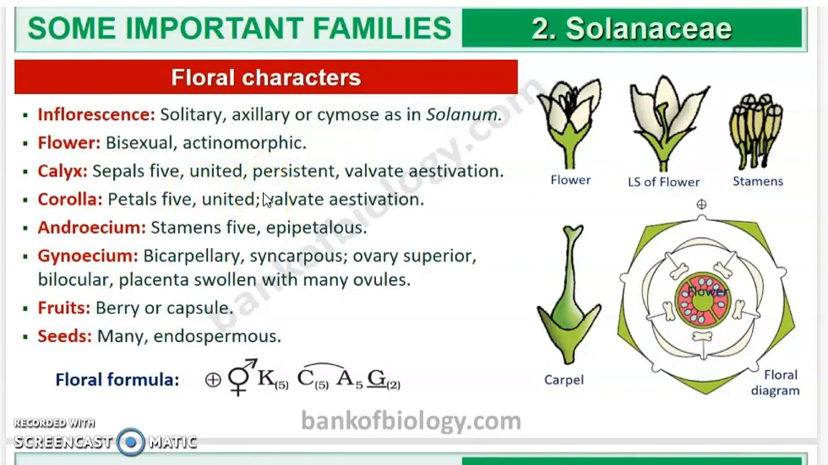When sepals just touch one another at the margin without overlapping, we call it valvate estivation, right? So that is about calyx. Now coming to corolla, petals are seen. 5 petals will be there, and they too are united, and they have valvate estivation. So both the petals and the sepals will have valvate estivation.